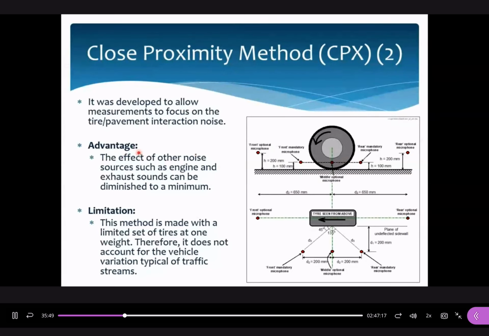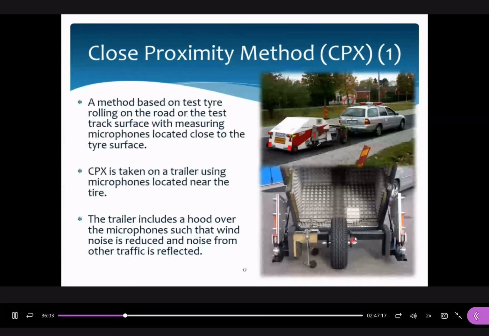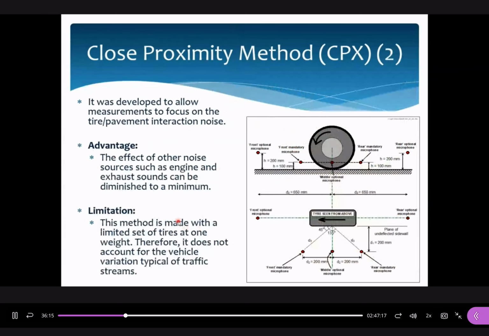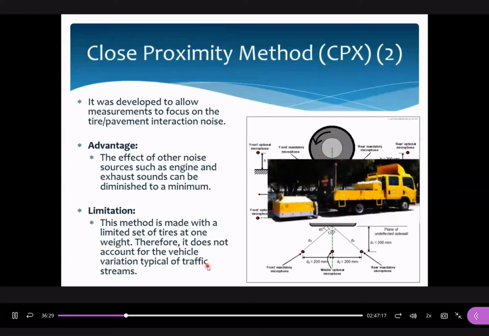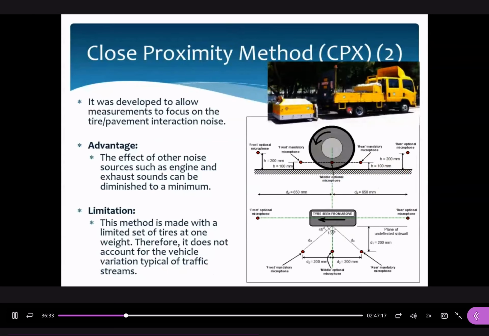The major advantage of using this one is that the effect of the noise sources, such as engine and exhaust sound, can be minimized. But the limitation is that each time we can only install one type of tire inside this trailer. If we want to test another one, we need to replace it. So this method is made with a limited set of tires at one weight. Therefore, it does not account for the vehicle variations typical of traffic streams. This is the CPS testing approach under our department.